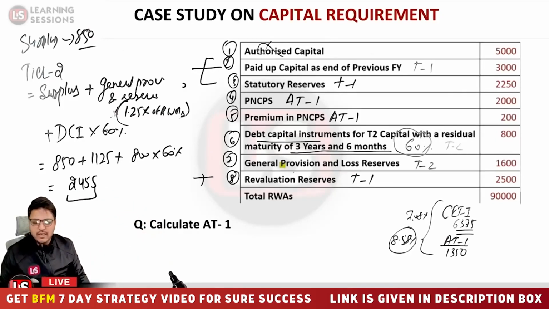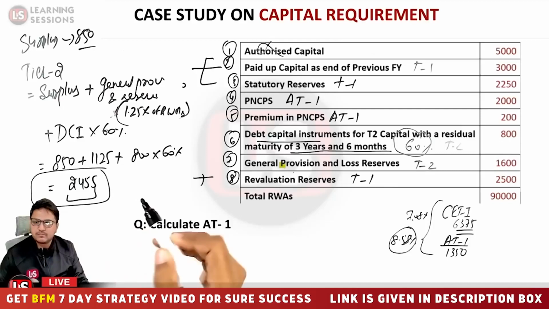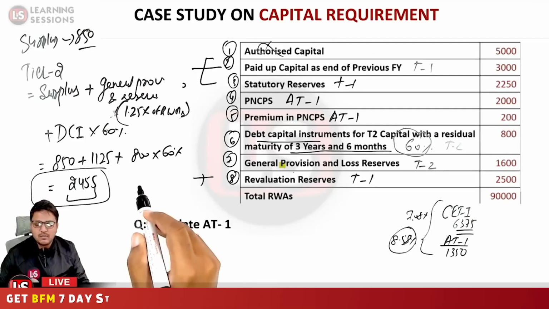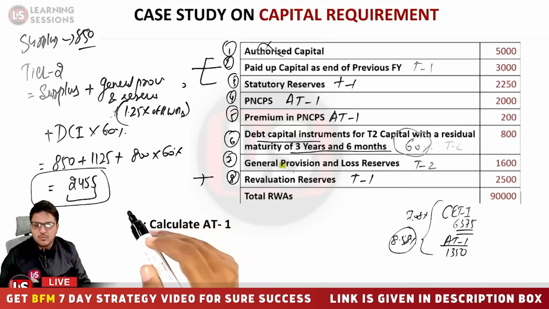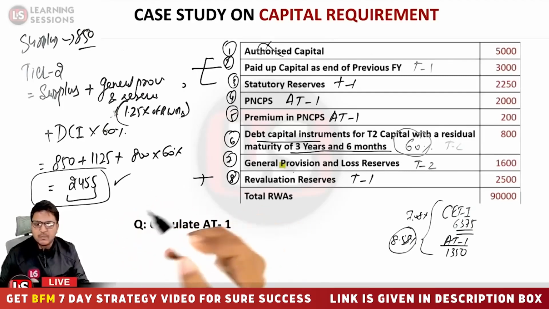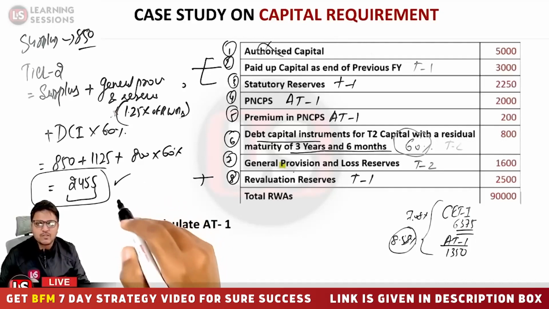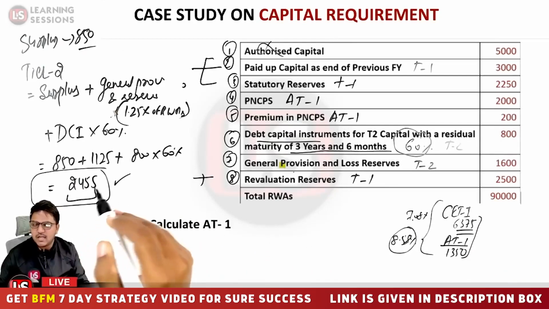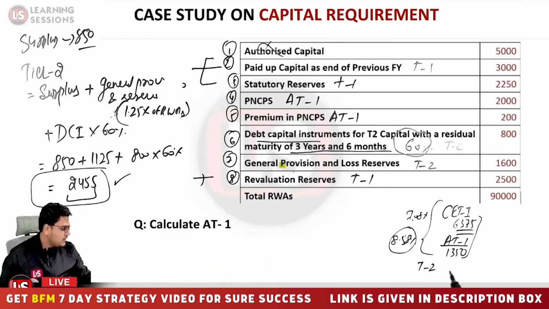Now, what were the restrictions related to tier 2 capital? The first restriction was that at any instance, it should not be more than 50% of the total capital. That is satisfied. The second restriction was that at any particular time, it should not be more than 100% of the tier 1 capital. Tier 1 capital is greater than this, so that is also satisfied. So we can consider 2455 as tier 2 capital. I'm writing it over here that tier 2 capital we calculated to be 2455.